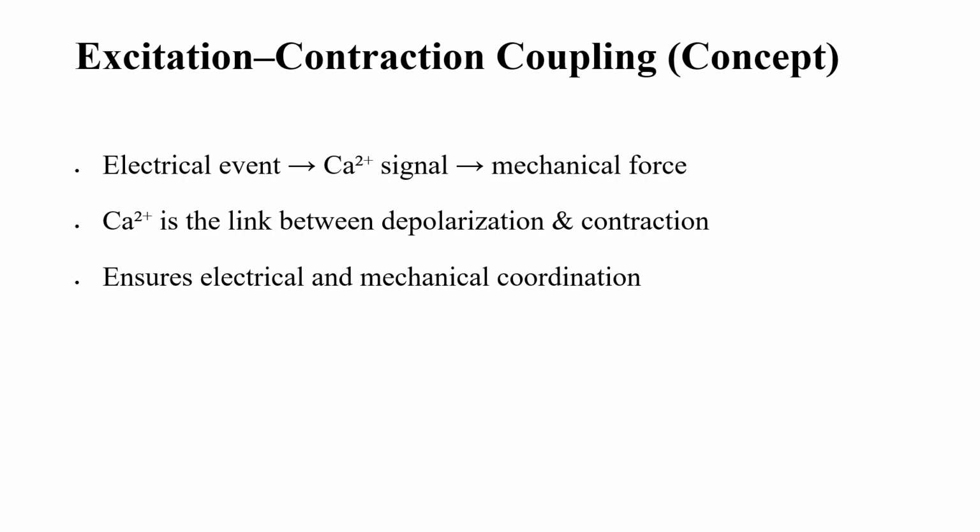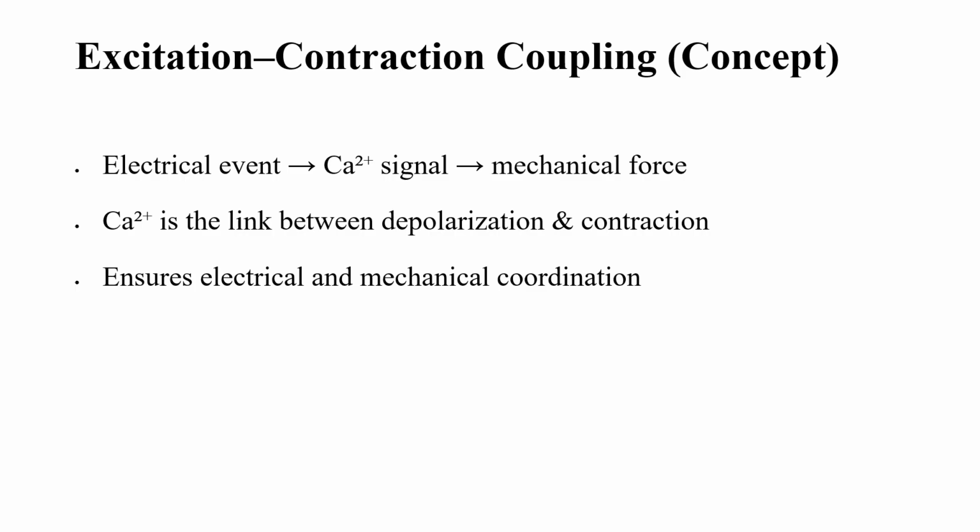So let's pause for a moment and connect everything we've learned so far. We talked about how the heart generates and conducts electrical impulses, but how do those impulses actually produce the heartbeat we can feel? That's where excitation contraction coupling, or EC coupling, comes in. In simple terms, EC coupling describes how an electrical event, in this case the action potential, is converted into a mechanical event. That's the contraction of the cardiac muscle.